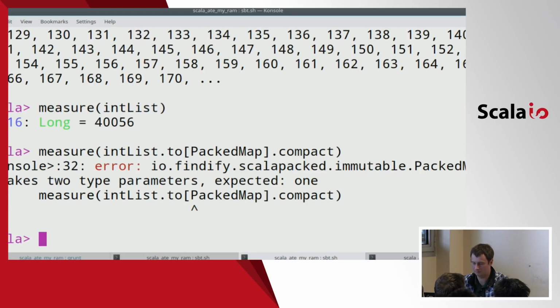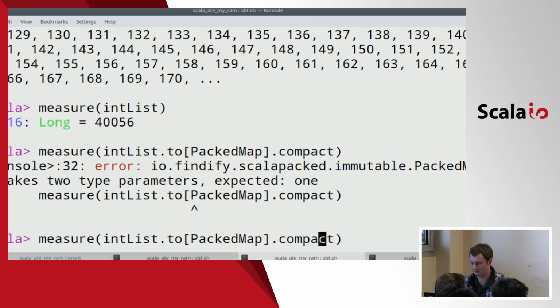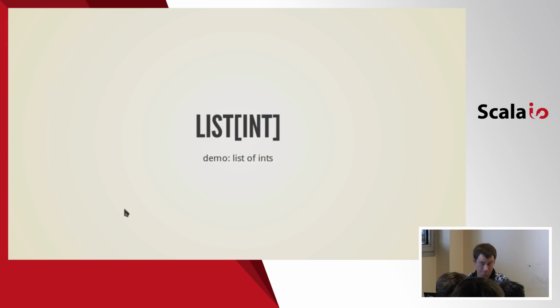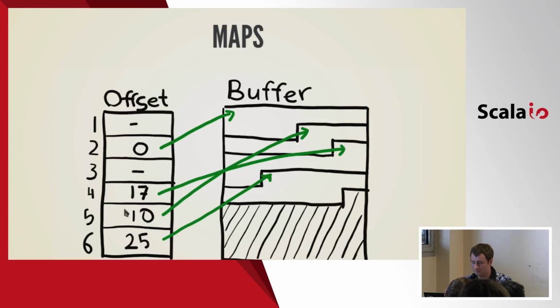And packed list. Yes, you're right. And 4 bytes. Not exactly 4, there is some overhead, but it's okay. It's almost 4 bytes, which is much better than with just lists or vectors.